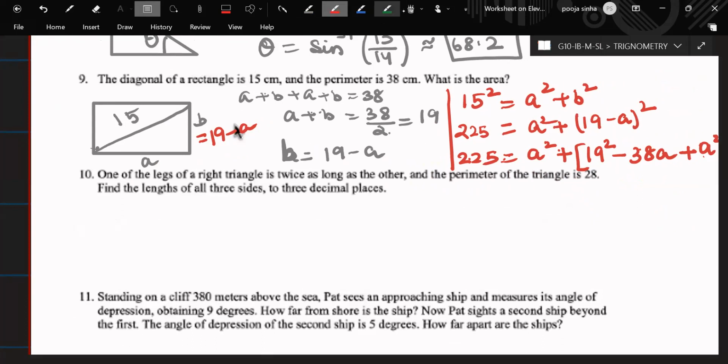Have a look quickly. See, it was said the diagonal of a rectangle is 15 centimeters, perimeter is 38. We didn't know what the length and breadth are, so we took it as A and B, right? Yeah. Okay. Perimeter is equal to 38. So A plus B is equal to 38 upon 2, which is 19.